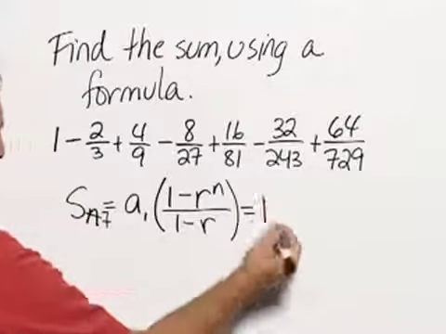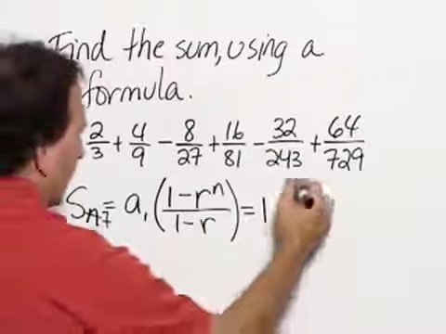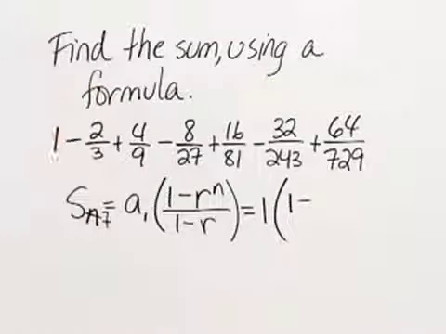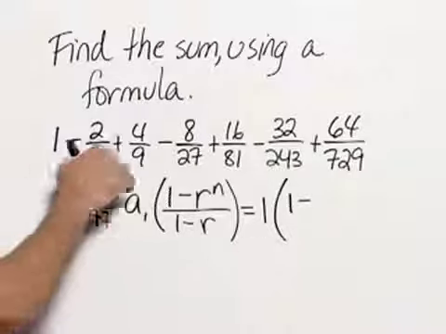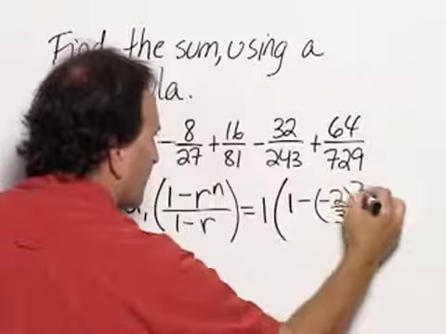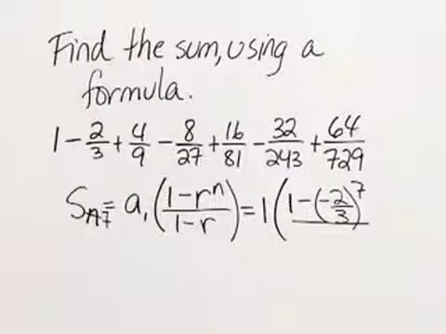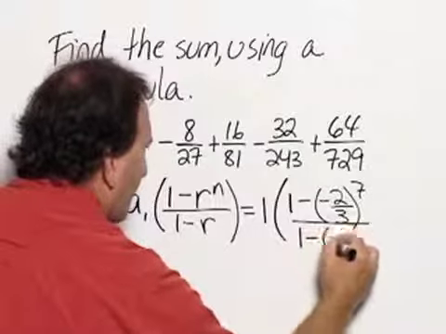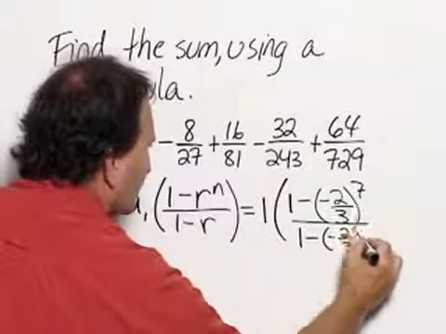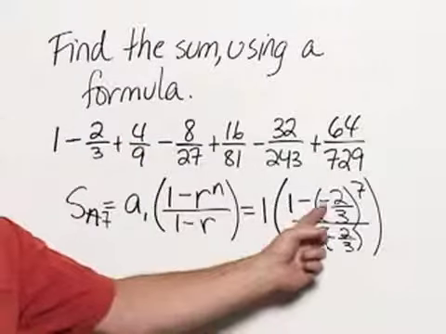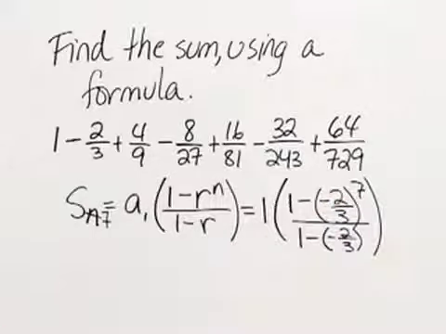So I'll write it this time, but we won't need it from now on. And 1 minus, and as I said, the common ratio is negative 2/3. So this would be negative 2/3 raised to the 7th power. Then, in the denominator, 1 minus negative 2/3. So, of course, let's use our calculator to evaluate negative 2/3 raised to the 7th.